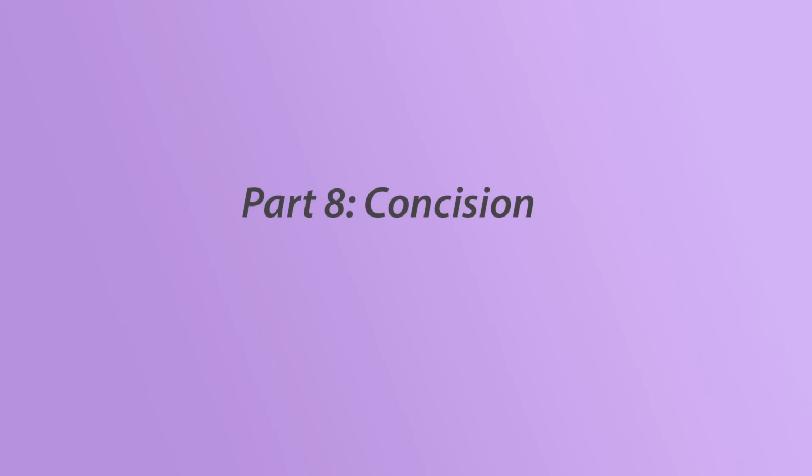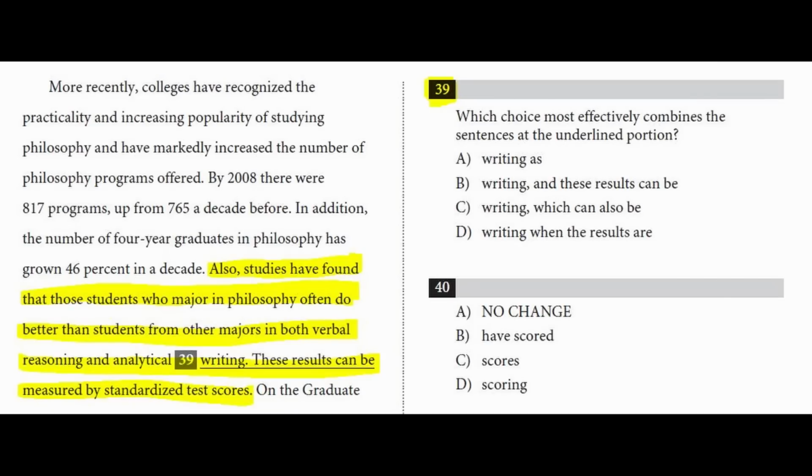I've already mentioned this a whole bunch, but one of the goals to keep in mind is selecting the shortest answer that does the job. All of these combine the underlined portion into one sentence, but when they say most effective, they mean the one that prevents repetition and does it in the smoothest way. In this case, just saying as measured by standardized test scores is much more efficient than even mentioning the word results at all.